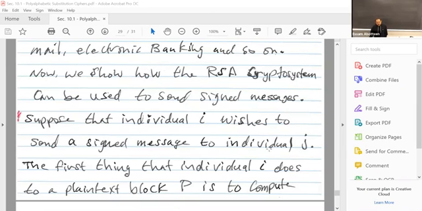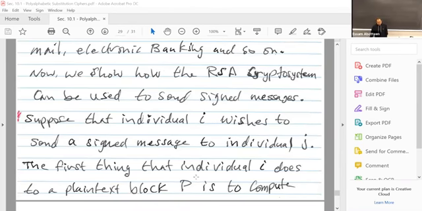The same thing for the individual J, who has a public key, E sub J, and the secret key, D sub J. So we're going to be using this. And I is going to be sending a signed message to J. So this is what I is going to do first.